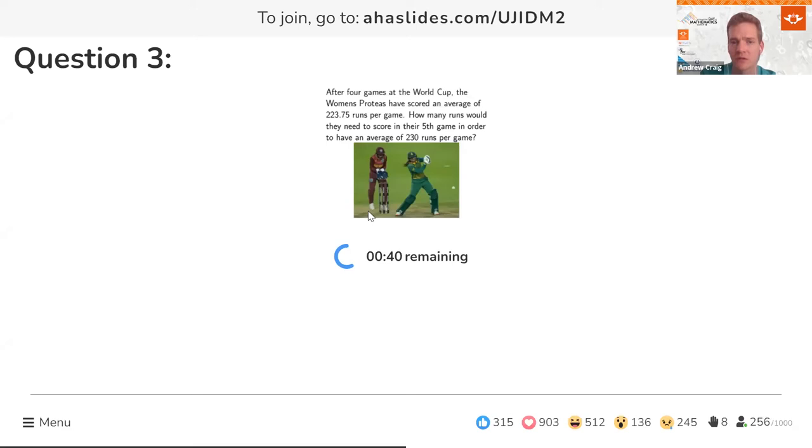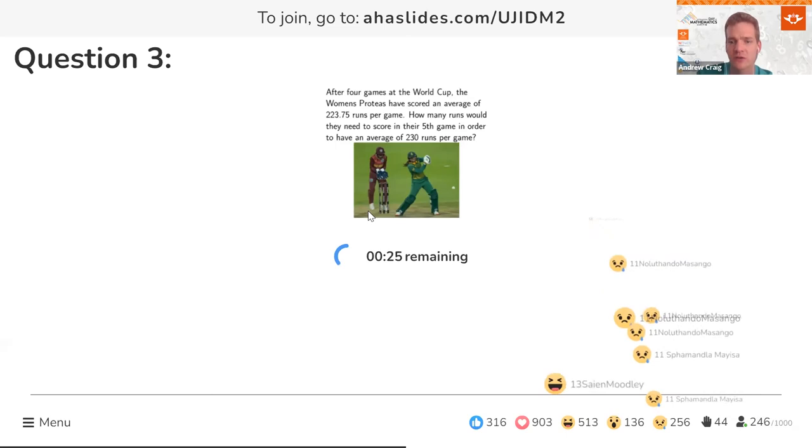In case you haven't been following, the women's Proteas won their first 4 matches at the World Cup, so it's all looking pretty good for them. So after 4 games, an average of 223.75. The question is, what do they need to score in their 5th game to average 230?